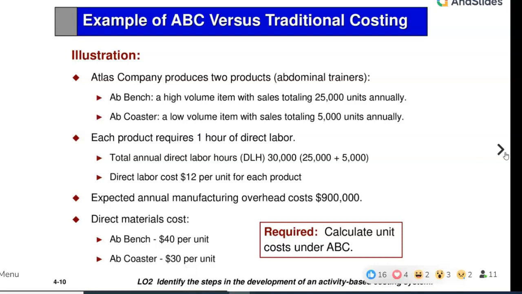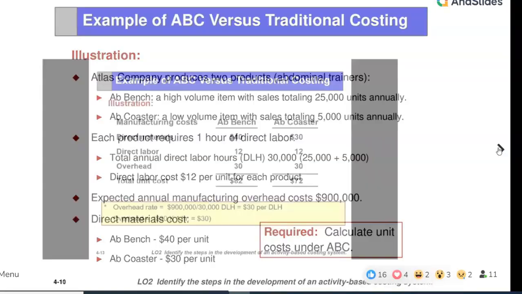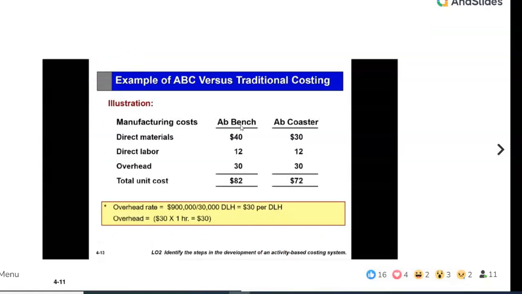Calculate the cost under ABC and the cost under traditional. Well, let's first look at traditional costing. All right, I track the material, 40 for the bench, 30 for the coaster. Direct labor, 12 and 12. And the overhead is 30. How did I get the 30? I took the 900,000 and I divided it by the number of direct labor hours. So I'm assigning it based on one direct labor hour is 30. So I say that my bench is 82 and my coaster 72.